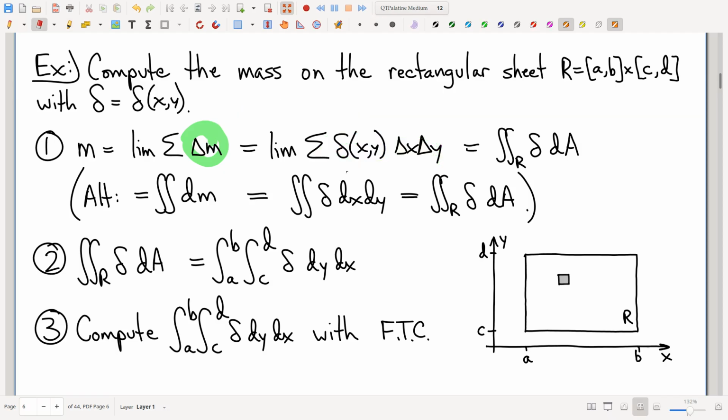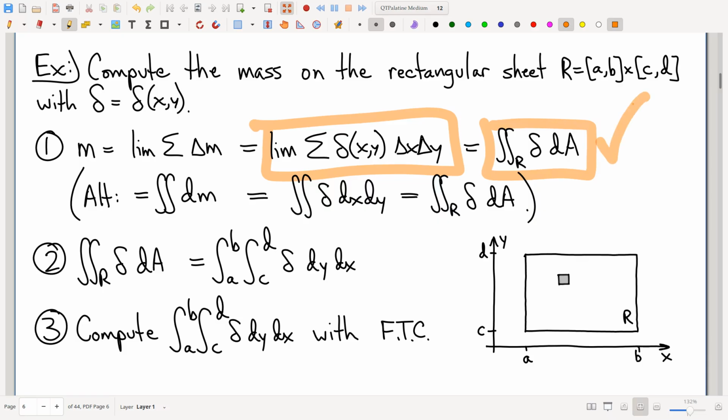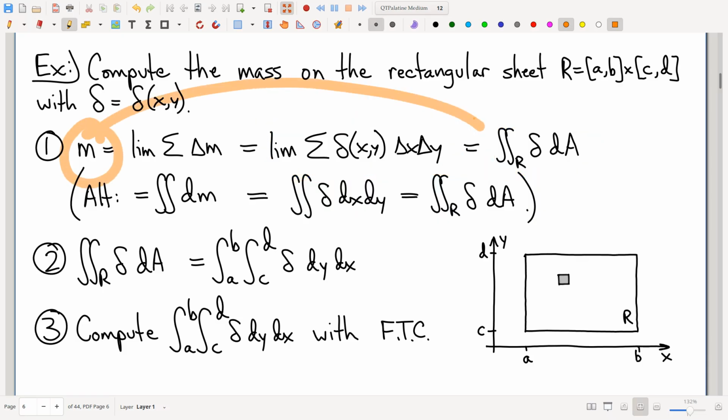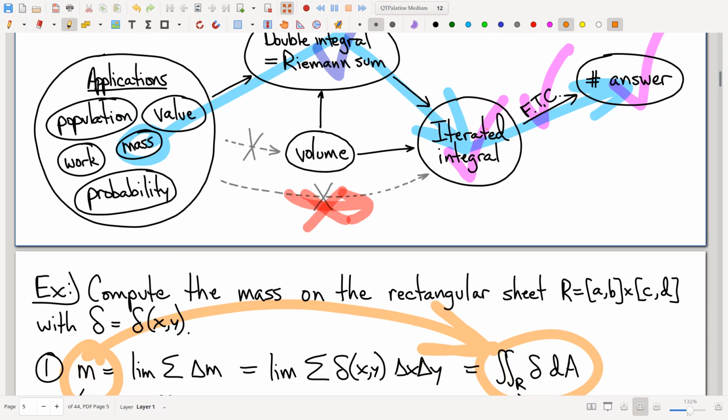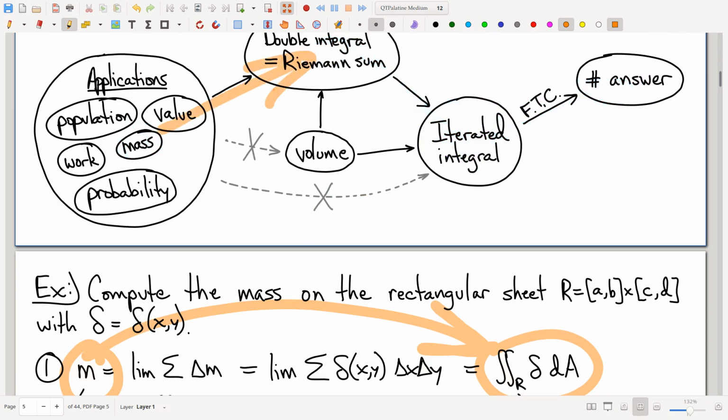Let's see, and then, check it out. That's exactly a Riemann sum. That's the very definition of this double integral. Okay, so I have successfully turned mass into a double integral, and coming back up to where I was up here, let me clean up the mess. What I've got there is this first step of the problem.